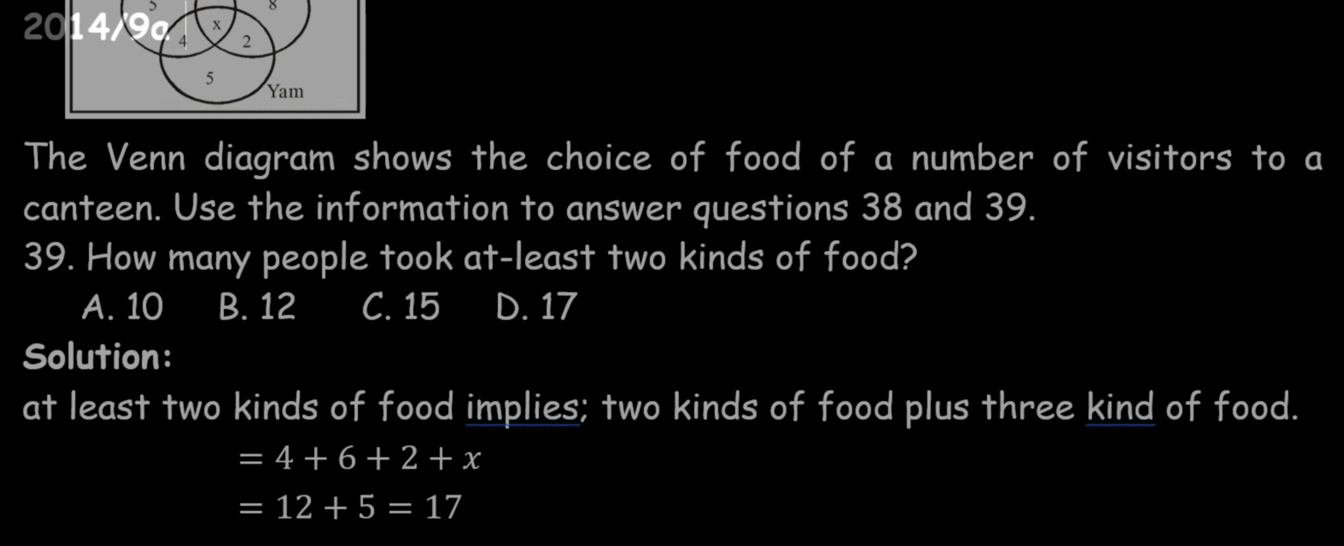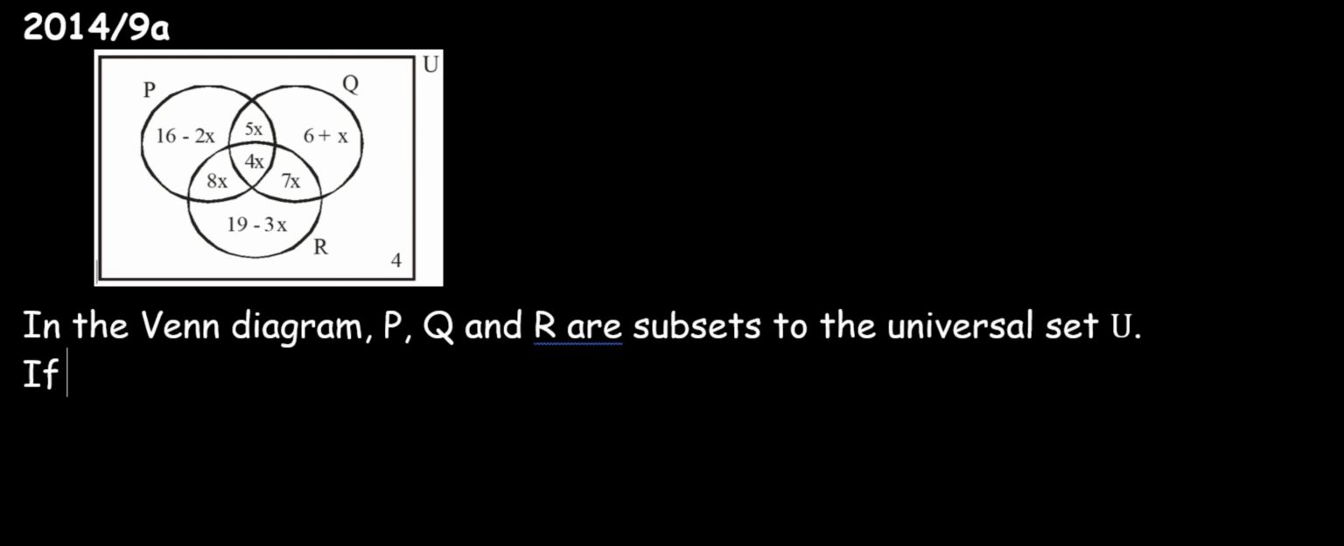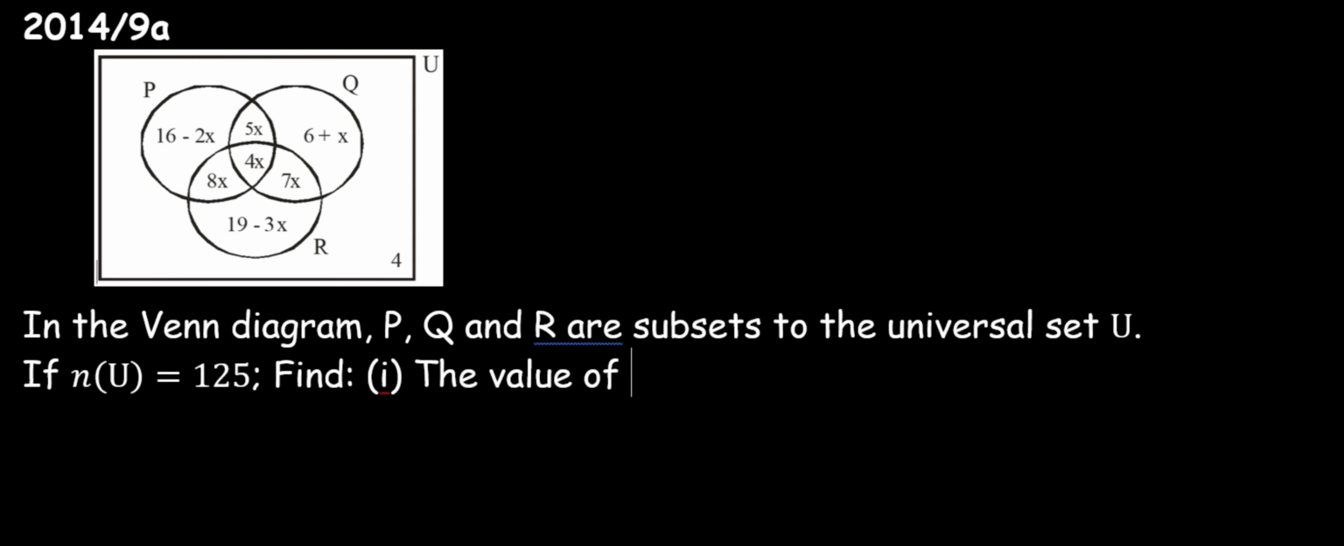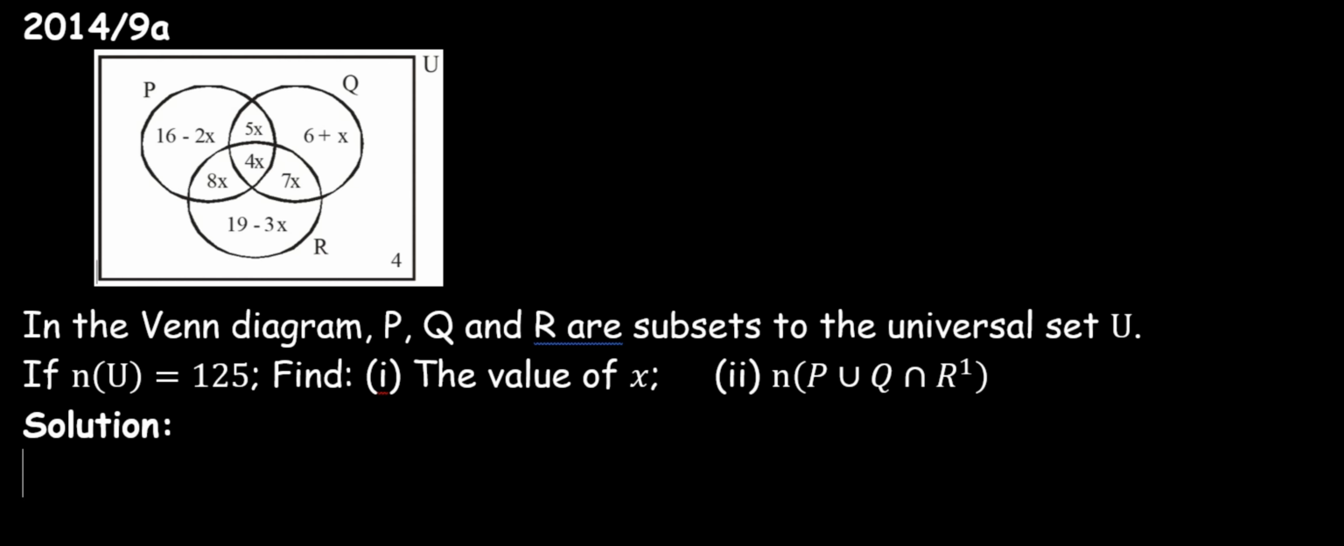Another example. In the Venn diagram, P, Q, and R are subsets of the universal set U. If the number of the universal set is 125, find (i) the value of s, (ii) n of P union Q intersection R prime. Solution. The universal set equals 125 implies everything inside the box equals 125.